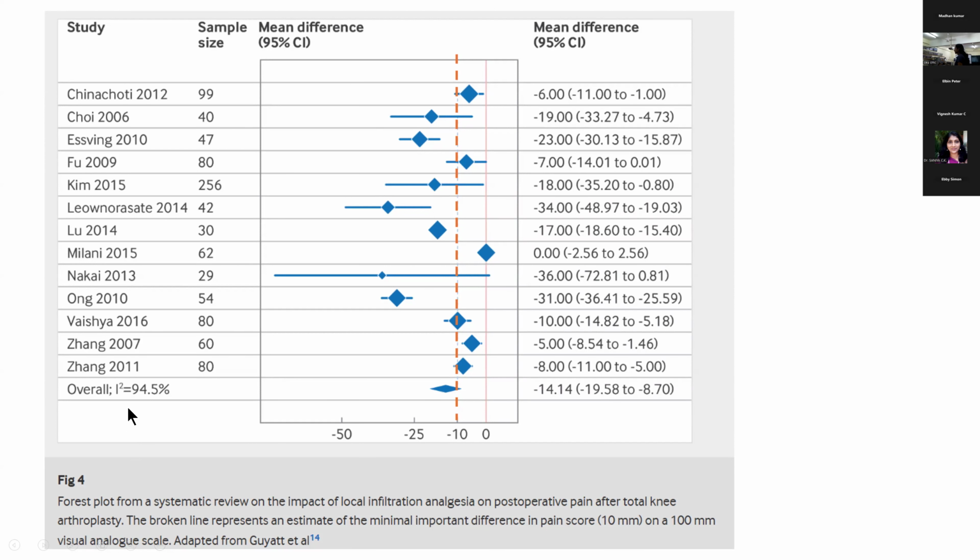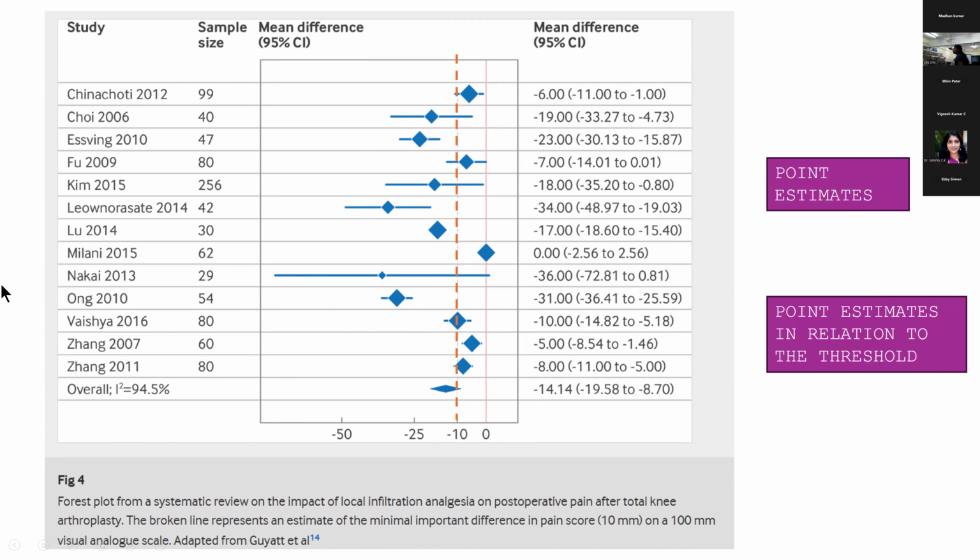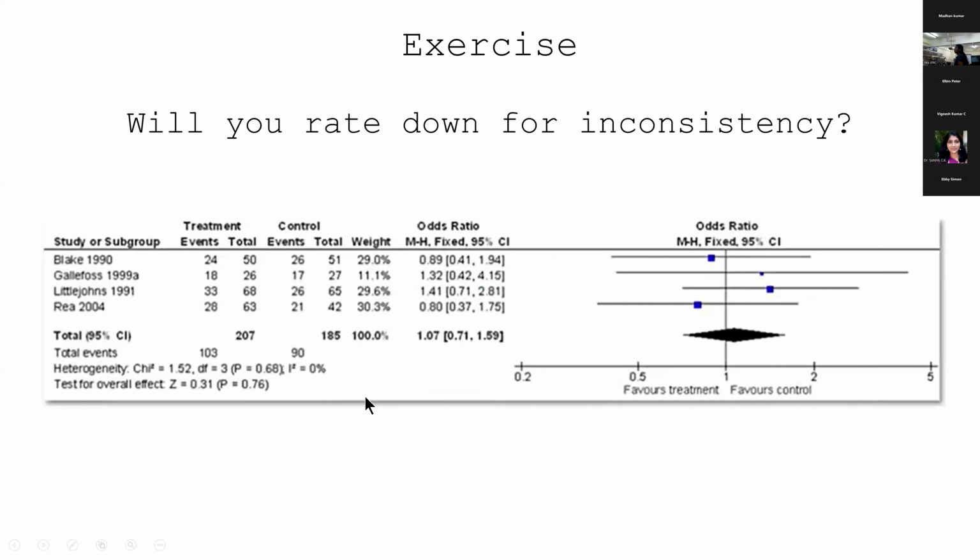The important thing is this is a continuous outcome. The previous slide was yes, no. This one is a continuous outcome. Okay, let's look at this particular exercise. Would you rate this down for inconsistency or not? How many of you will rate it down for inconsistency? Okay, we see 3 people rating it down for inconsistency. Why?